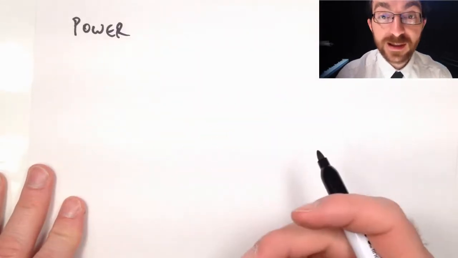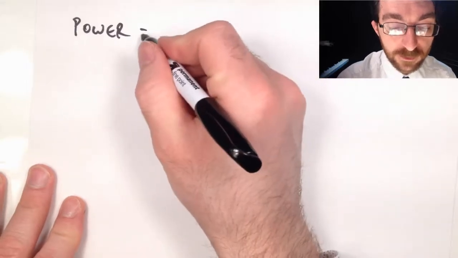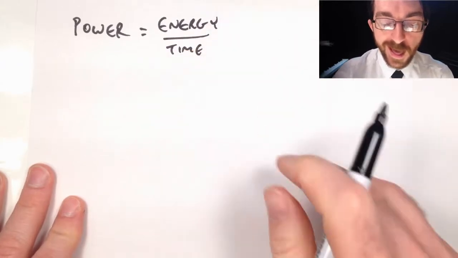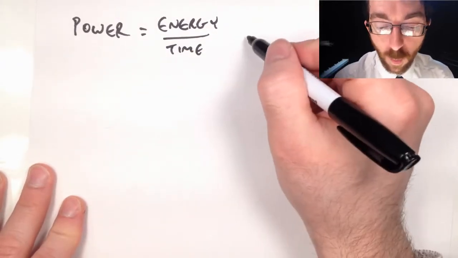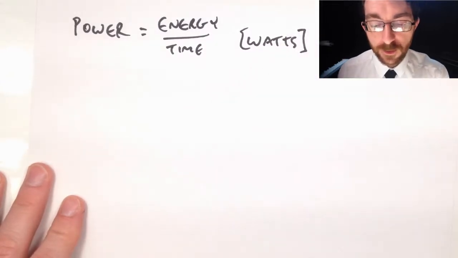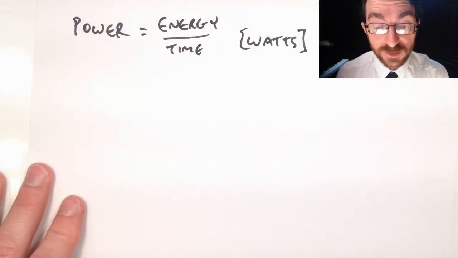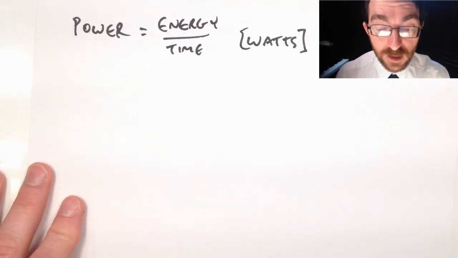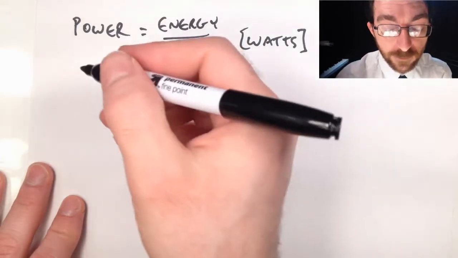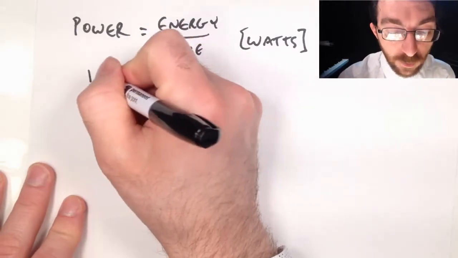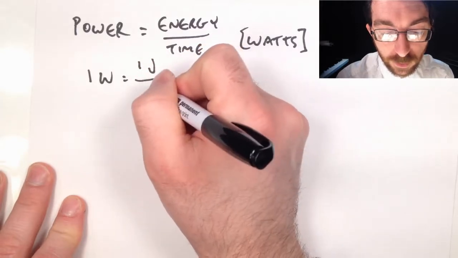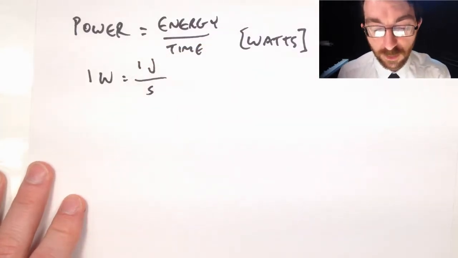Power is a quantity in time. It's defined as energy over time, and the units of power is watts. Okay, so the unit of energy, of course, is joules, and the unit we would use for time is seconds, which means for all intents and purposes, 1 watt is 1 joule per second. So 1 watt equals 1 joule per second. All right, so that's cool.